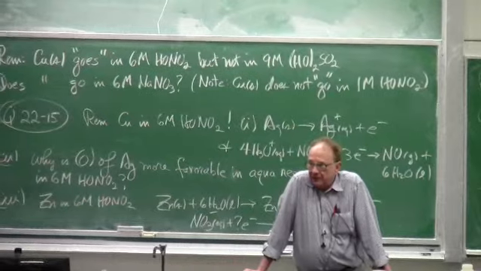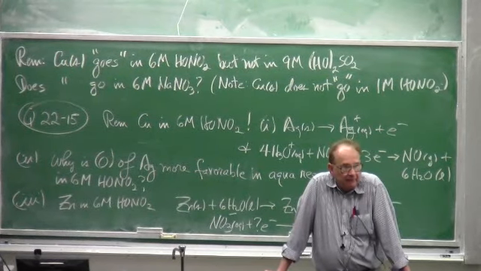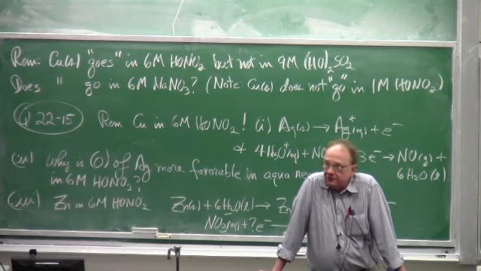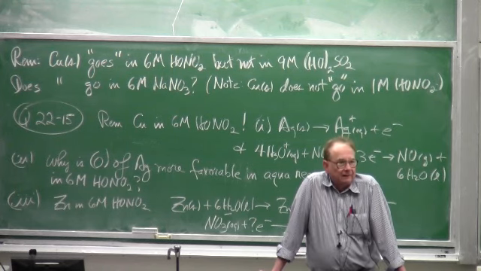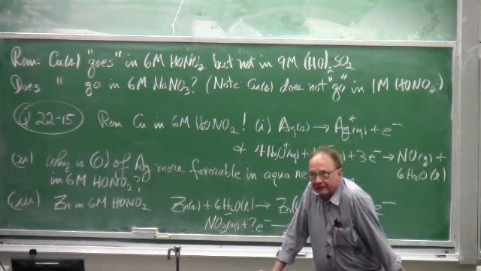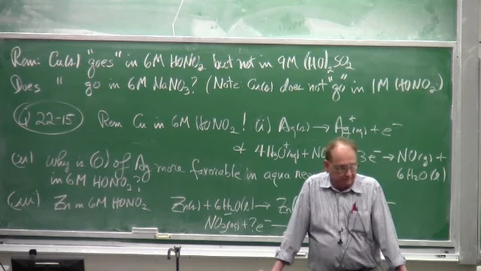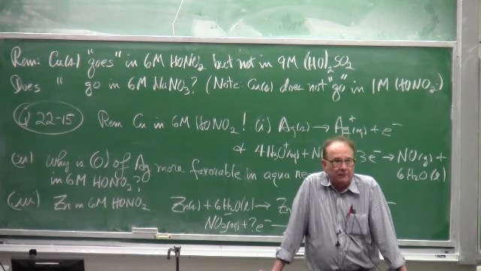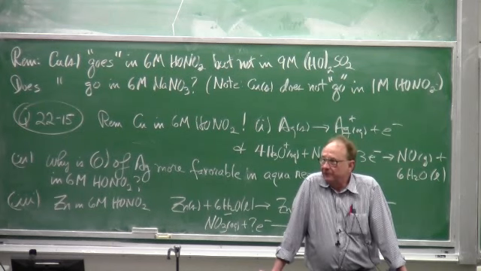But if the 9 molar hydronium ion, which is what we have in 9 molar sulfuric acid solution, can't oxidize copper, then we're not going to expect 6 molar hydronium ion to do the job, given that in the 6 molar nitric, we have 6 molar hydronium ion. Furthermore, even though we didn't do this investigation, if we try copper in 1 molar nitric, we'll get no reaction.